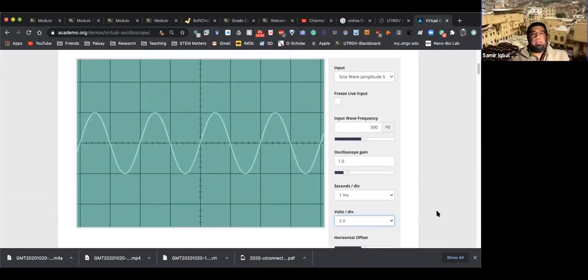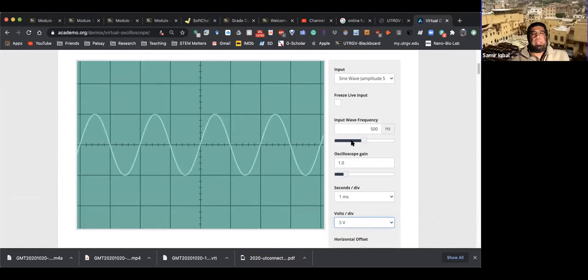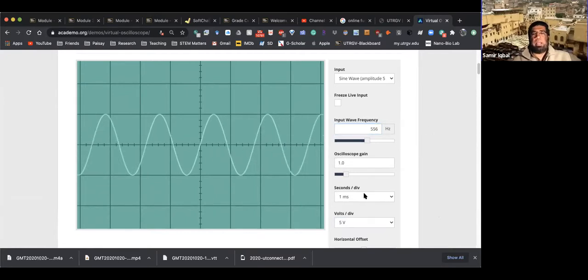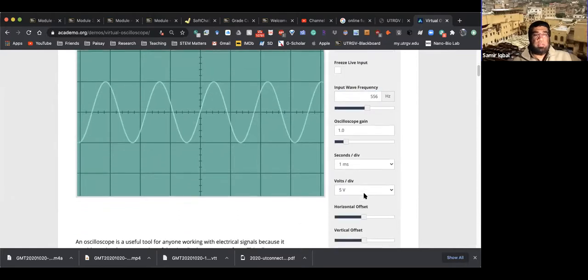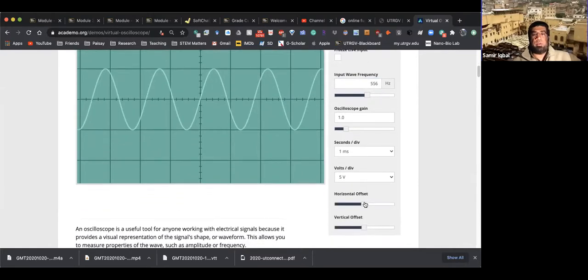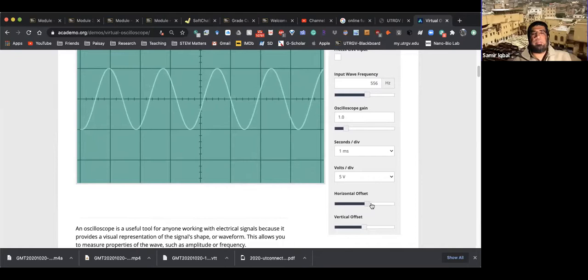Now, here I cheated by giving this value and then aligned it. We could have been working with some odd frequency, say 556, and it would show it. But now it may not be aligned. So all of these things we do in the oscilloscope. I could have done the offset and adjusted it to whatever level.